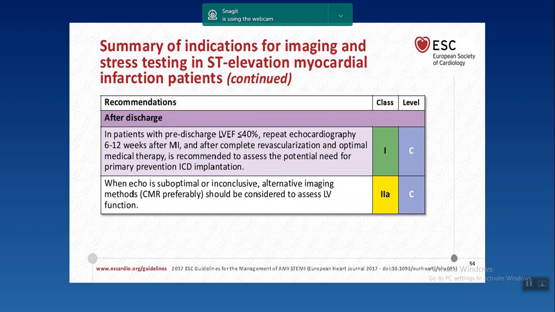After discharge, in patients with pre-discharge left ventricular ejection fraction less than 40, it's recommended to do follow-up echocardiography within 6 to 12 weeks after myocardial infarction to re-evaluate the left ventricular ejection fraction, as patients who have persistently low ejection fraction after complete revascularization will benefit from an ICD implantation.